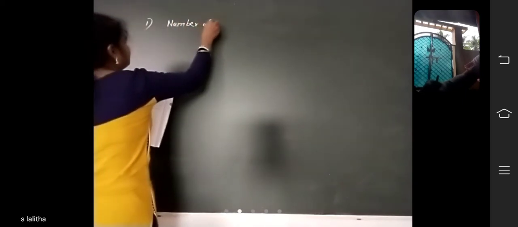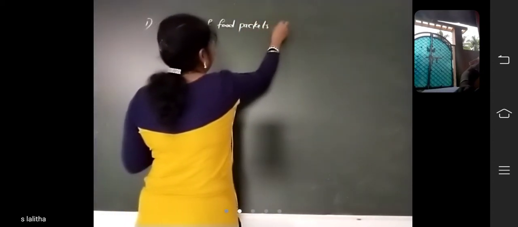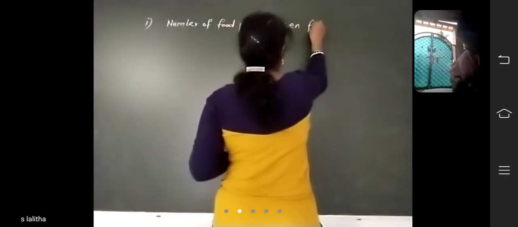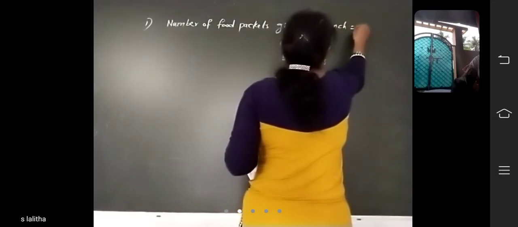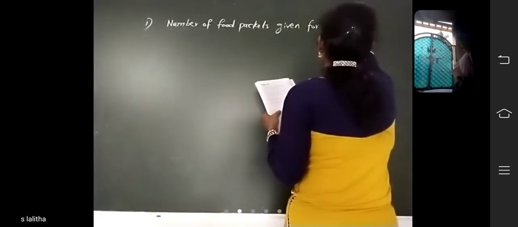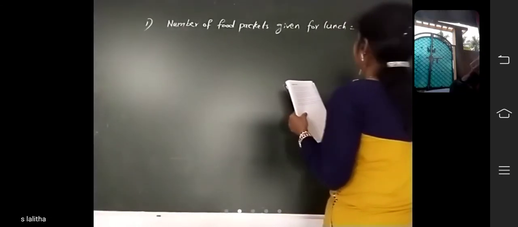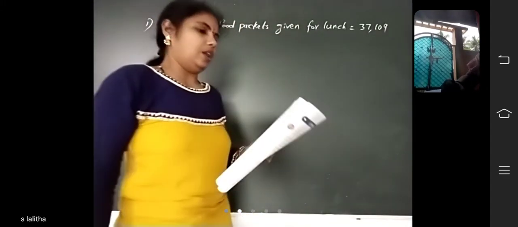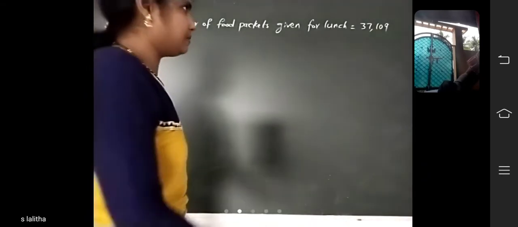So write number of food packets given for lunch. Number of food packets for lunch. How many given? 37,109. Okay, 37,109. Now you have to round up to the nearest tenth estimation.